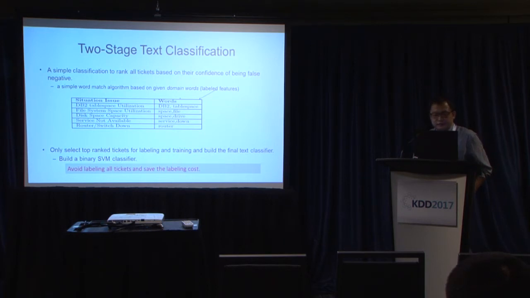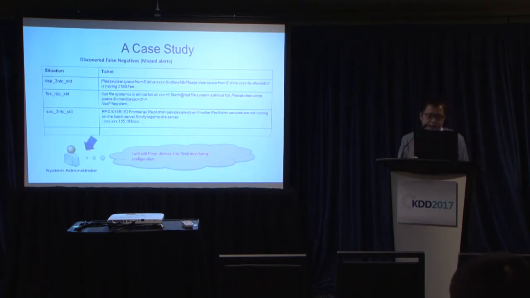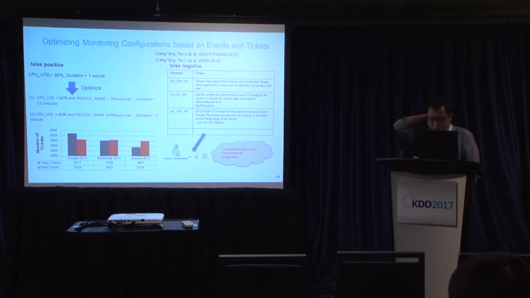So here's an example of how we optimize a situation from the events and tickets. On the left, we see a typical example of a false positive. If your CPU utilization is greater than 80%, duration equal to 1, and this situation has been optimized, we also need to consider different process names and different durations. With this simple change, we can reduce a lot of false alerts.